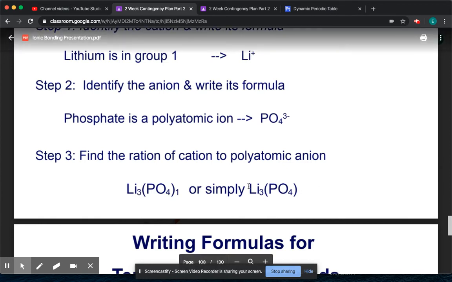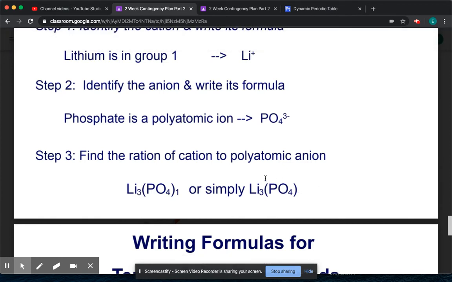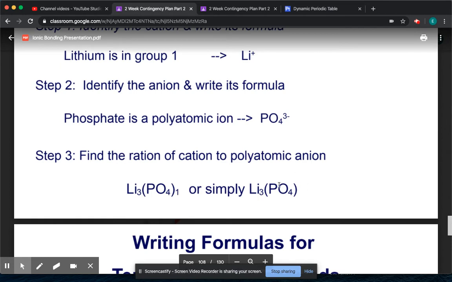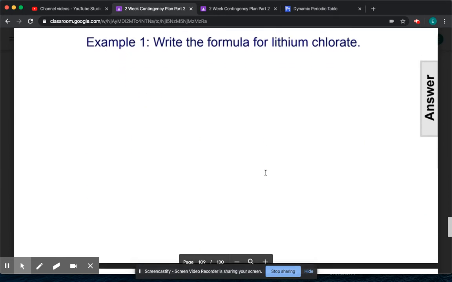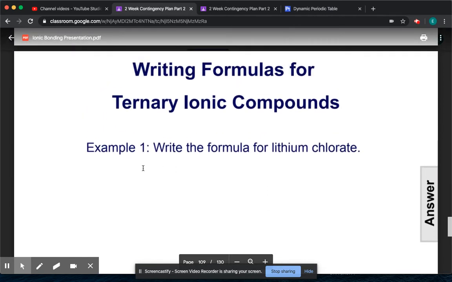Li3 and then PO4. They have the PO4 here in brackets. You don't need that if you only have one of them. They only have one PO4, so the brackets are not necessary. In this case, just know that. But they have them there anyway. And now let's do an example.